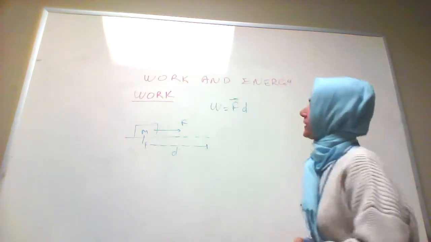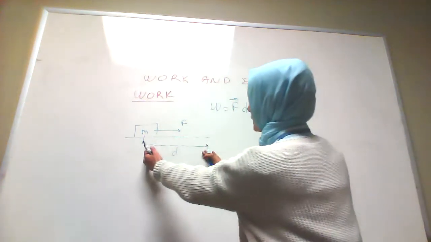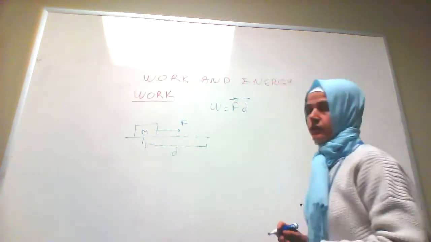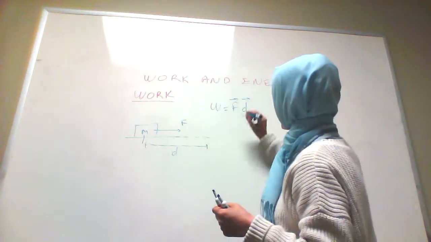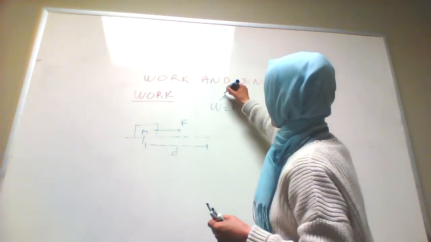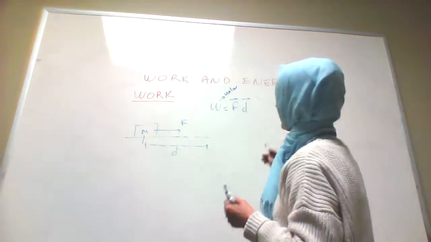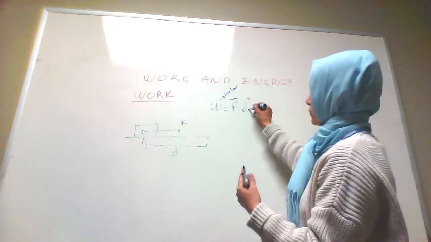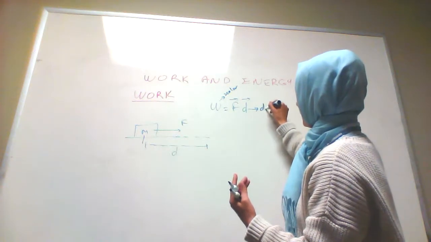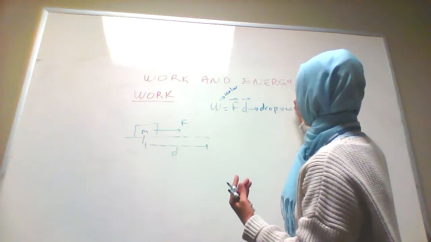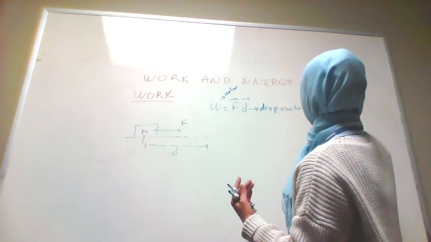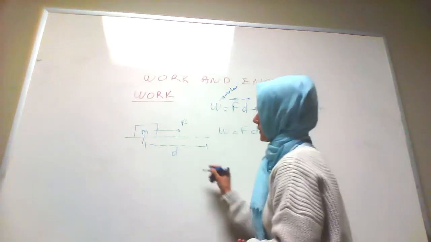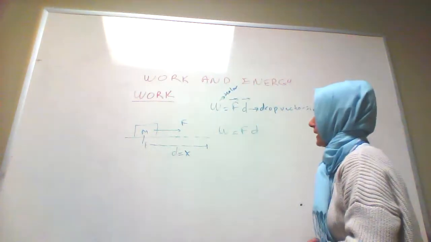We know F is a vector. Distance is actually the displacement, the difference between initial and final position. It is also a vector. And when we are multiplying two vectors, the result is scalar. So work is a scalar. But just note it's coming from the fact that two vectors are multiplied. We are going to drop the vector signs here for simplicity, and we'll be using work as F times d. Or sometimes distance could be shown as x, it will be F times x.